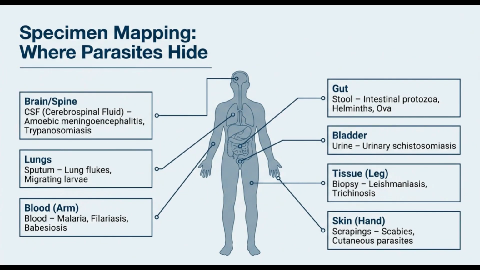This diagram is fantastic because it shows us that parasites can live in pretty much any part of the human body. And that's exactly why picking the right specimen is so critical. Let's just follow some of these lines.